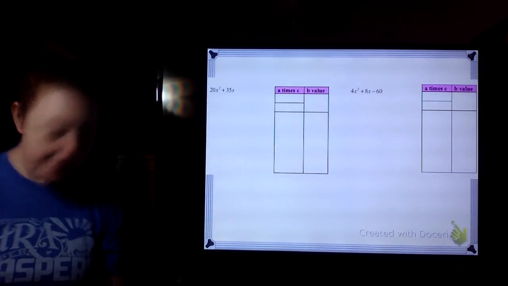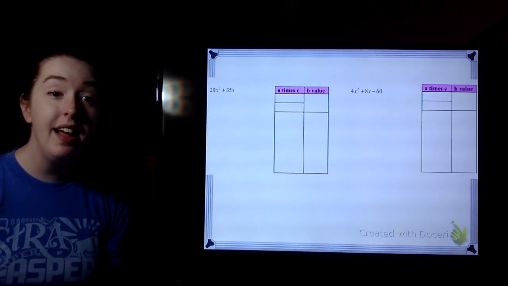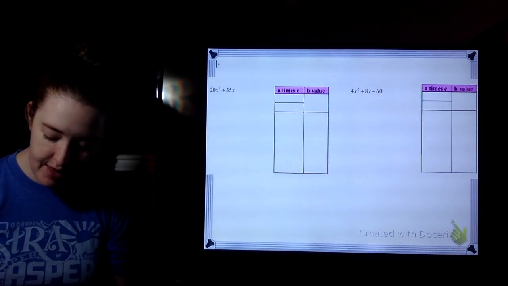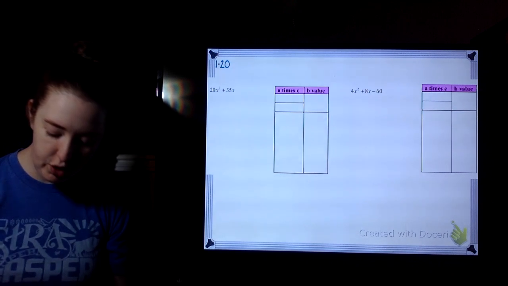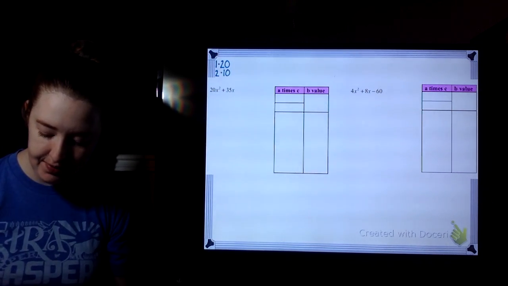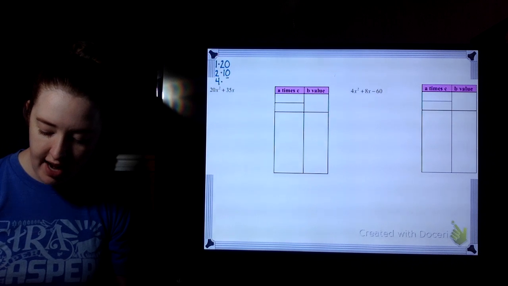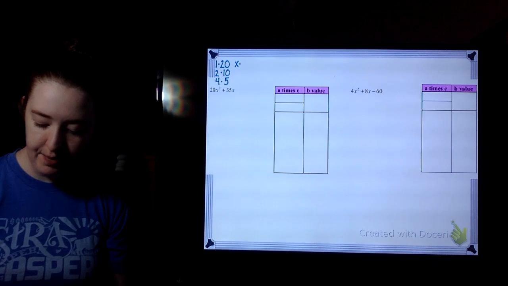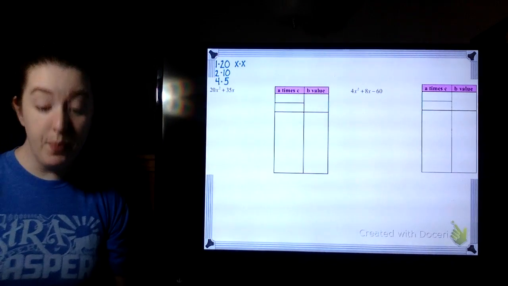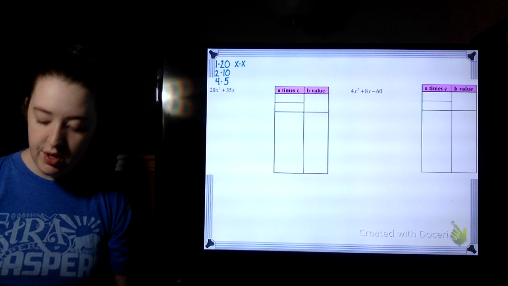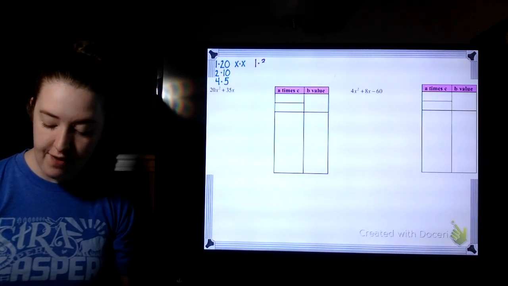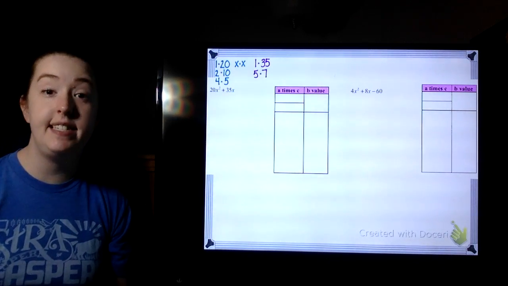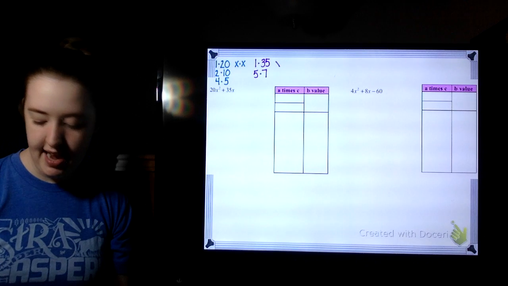So the first thing I want to do is, I have this 20x squared. I'm going to find all of my factors of 20. So I have 1 and 20, 2 and 10, 4 and 5. And then I have x squared, so that's x times x. Then we have 35x. So the factors of 35 are 1 and 35, and 5 and 7. And then it has just an x.